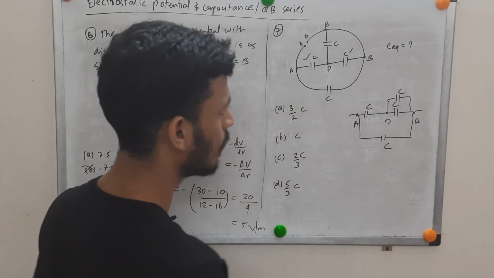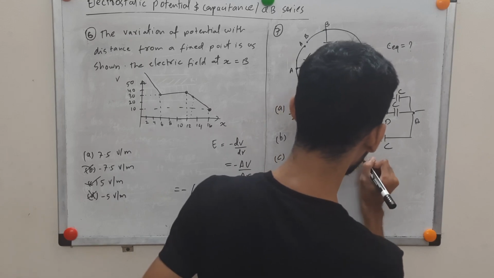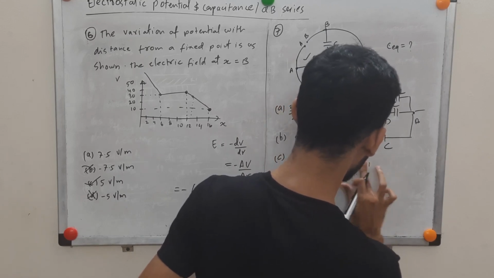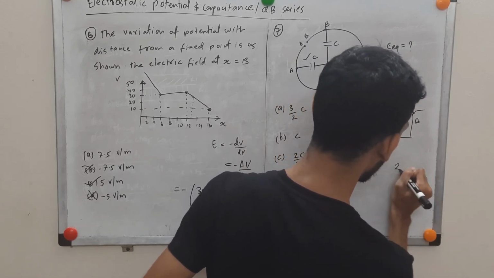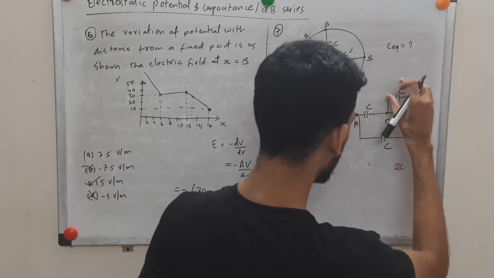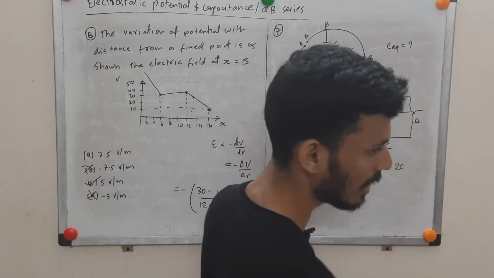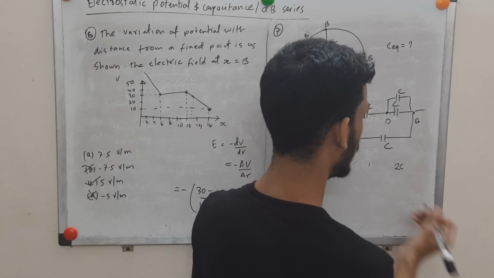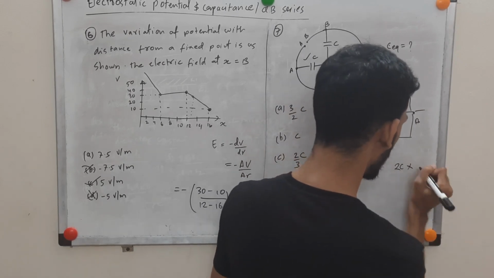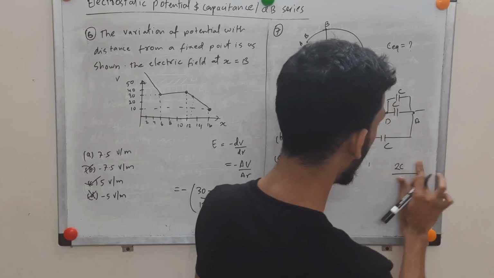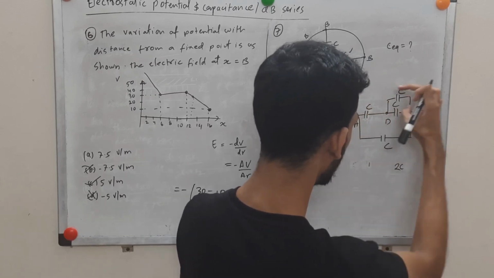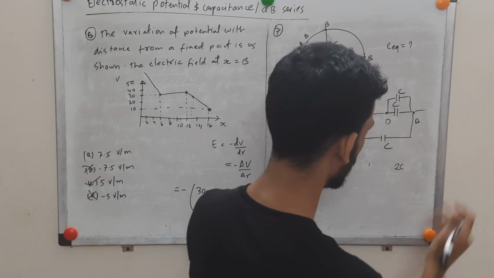Now it's easy, right? Because this is C and C, so you'll have C plus C, so this will be 2C. In parallel the capacitance adds. So this 2C is in series with this one. So 2C and C in series. If you know the shortcut, it is 2C by 3, or I'll show you how it's done. So 2C and C in series.